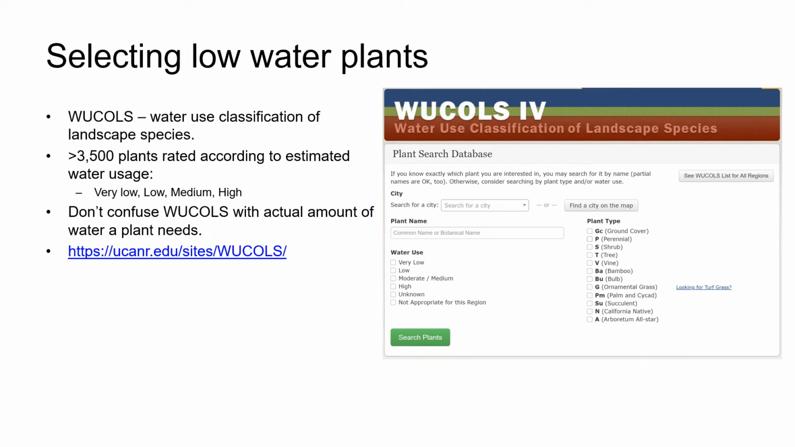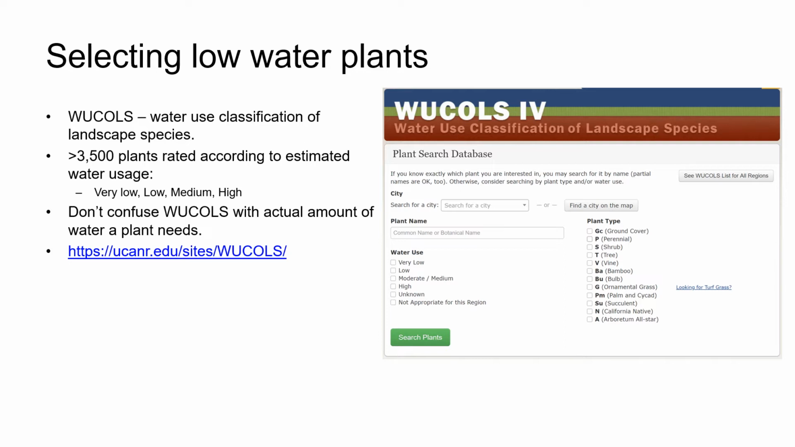So how do we know which plants don't need much supplemental water? One of the best guides is the WCOLS website. WCOLS stands for Water Use Classification of Landscape Species. This database contains the estimated water usage ratings for over 3,500 plants that are commonly used in California landscapes. It allocates a water usage rating of very low, low, moderate, or high to each of the plants in the database based on the area in which the plant is being used.